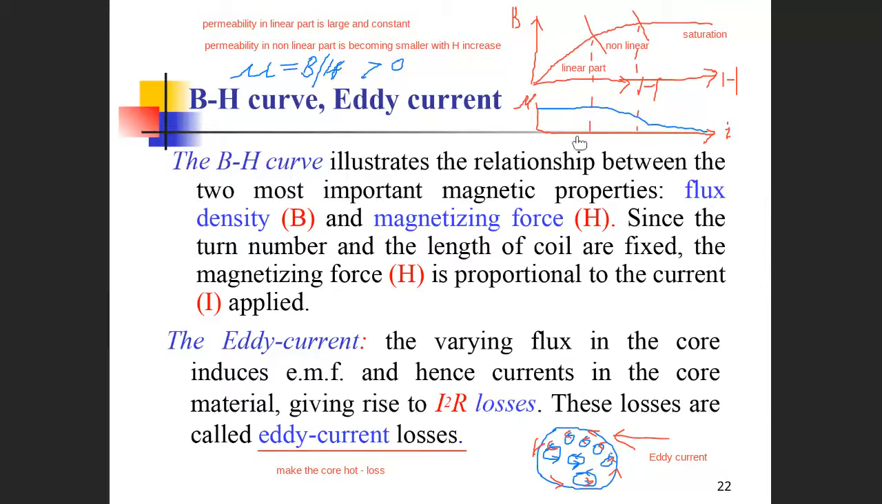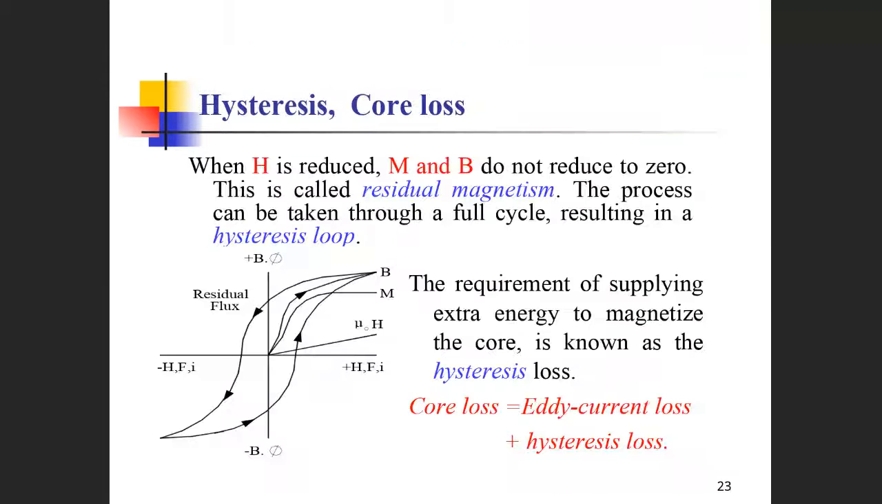We can use it in the linear part, where it is a constant. We can use it in the nonlinear part, where it is not a constant. And the second one is that when you have core materials used in coils, there are energy losses. One is eddy current losses. The other one is the hysteresis losses. So in addition to the eddy current losses, we have one more loss, that is the hysteresis loss.